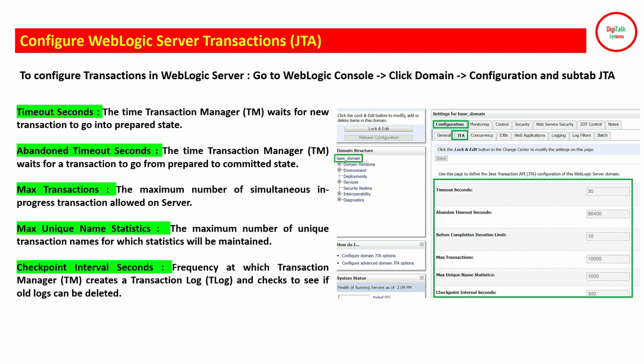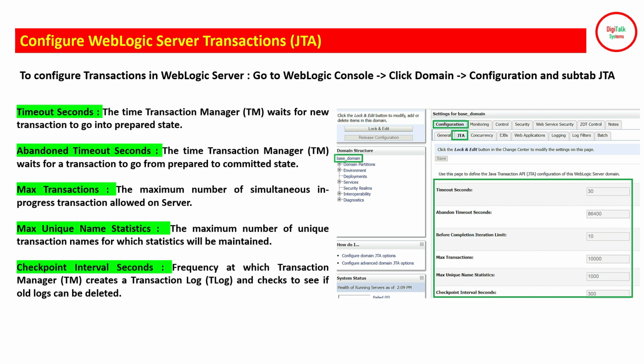Okay, and apart from that, you will have abandon timeout seconds. This is the timeout for the second phase in the distributed transaction. Similarly, you have max transactions, the maximum number of concurrent transactions that is allowed on the server. Similarly, you have max unique name statistics. That means whenever a distributed transaction is executed, a unique name is assigned for each and every transaction. This is the maximum number of unique names that is assigned for the transactions, and this value is derived from the max transactions.